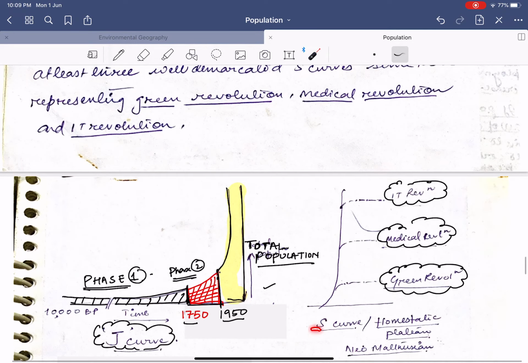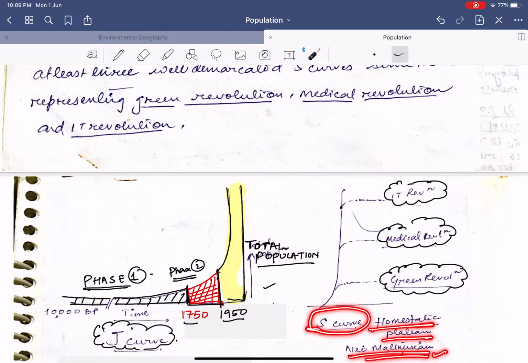The S curve is also called your homeostatic plateau or the Neo Malthusian plateau. What is this Neo Malthusian? Obviously you have heard of Malthus. What did Malthus say? Malthus said that if the population rises, then the food resources will decrease. But Malthus did not take into account the medical facilities and the agriculture facilities that were being developed, that could actually increase the resources while helping the population to grow. Hence came your Neo Malthusian.